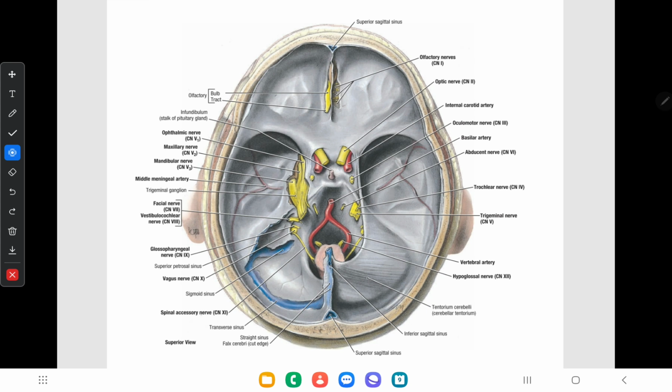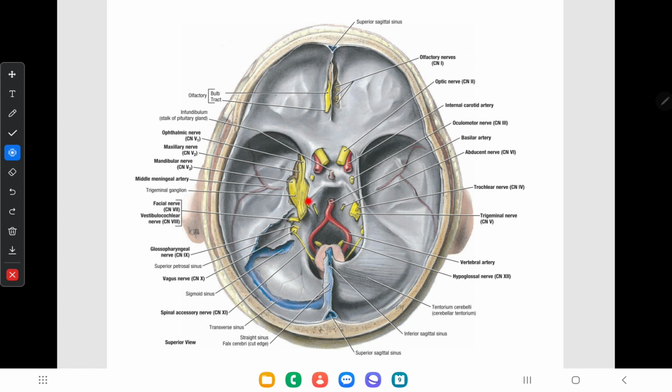In this picture, I will show you the trigeminal ganglion. This is the trigeminal ganglion. This ganglion contains cell bodies of pseudo-unipolar neurons, that means first order neurons, and it is semilunar in shape. Its anterolateral surface is convex and its posteromedial surface is concave.